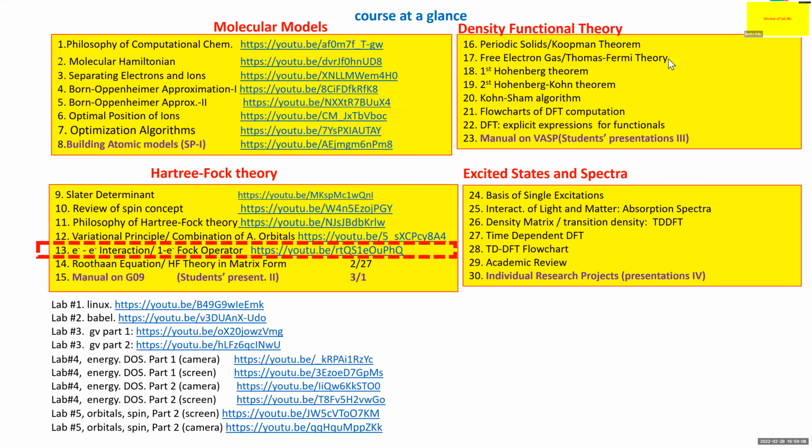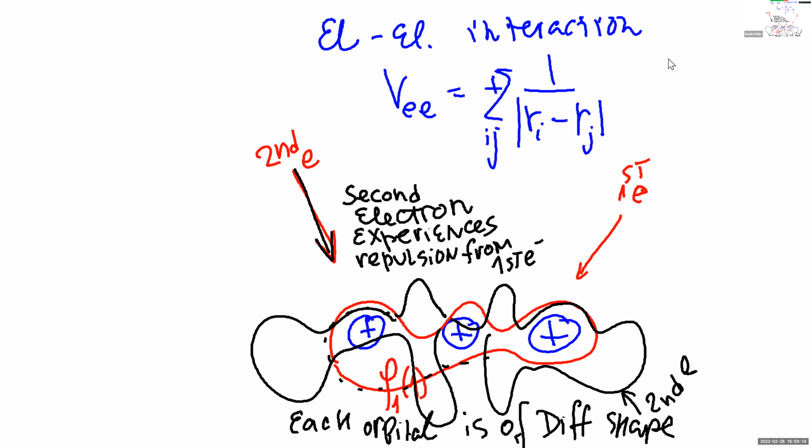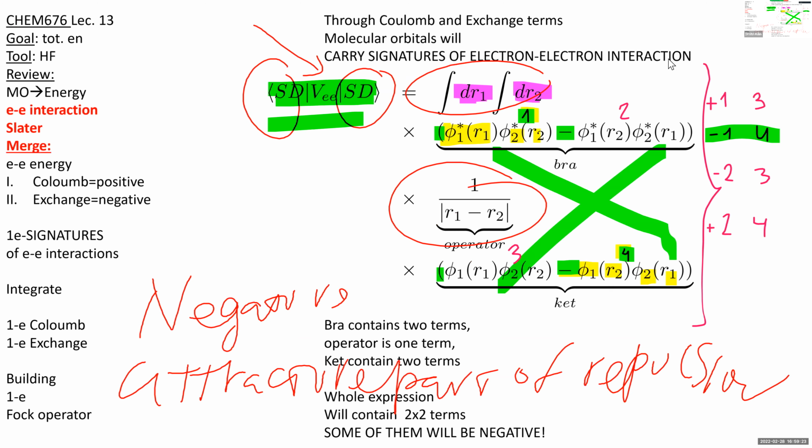So yeah, here, skip those, those are from the labs. Another review. Slater determinant.